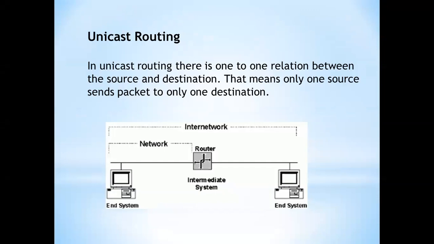In unicast routing, there is a one-to-one relation between the source and the destination. That means only one source sends a packet to only one destination. The source and destination addresses included in the IP datagram are unicast addresses assigned to the host. The concept of unicast routing is shown in the figure.